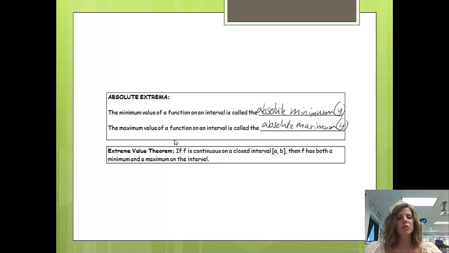The extreme value theorem states that if f is continuous on a closed interval [a, b], then f has both a minimum and a maximum on the interval. So if we stop the graph at certain points, as long as the graph is continuous, it has to have a highest value and it has to have a lowest value.